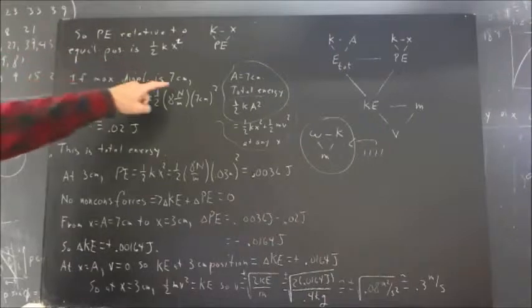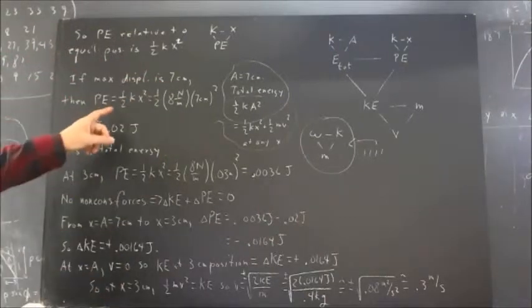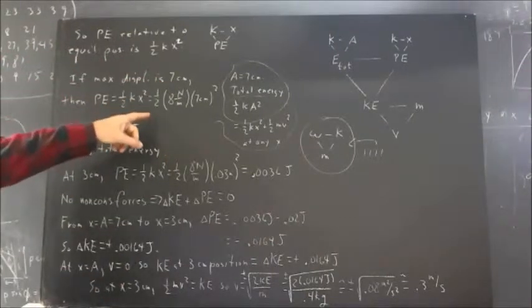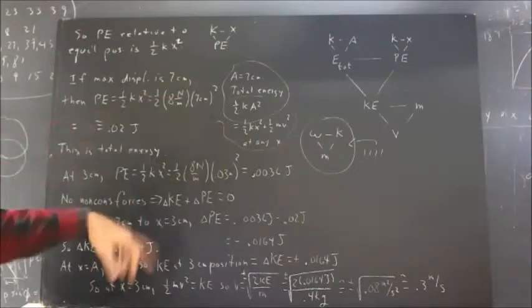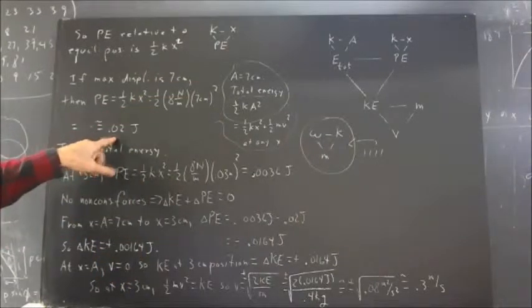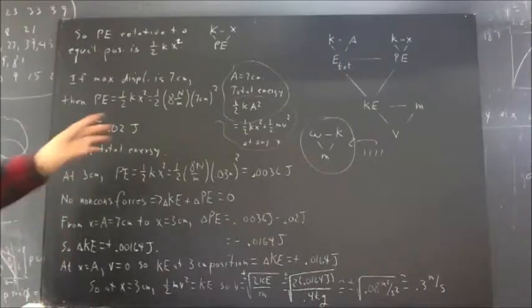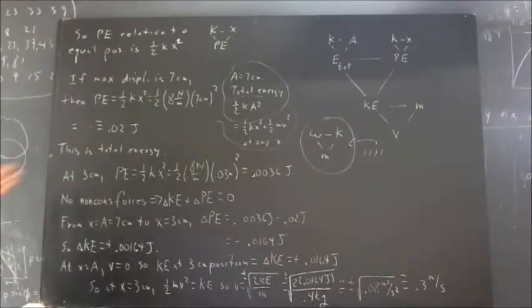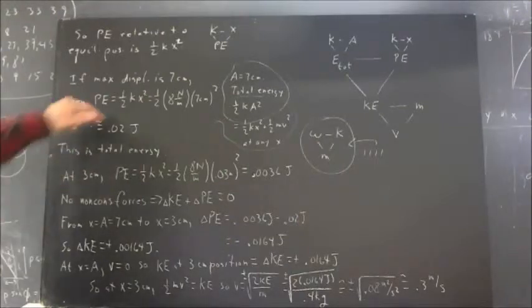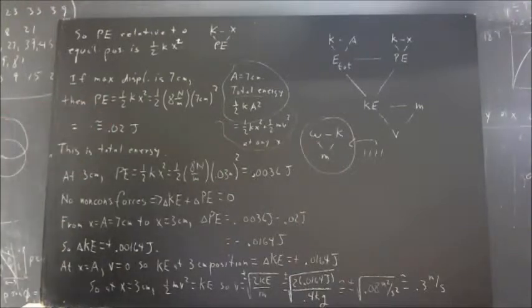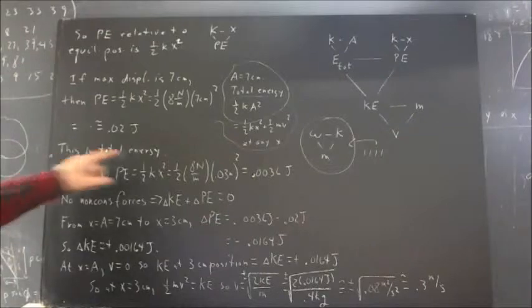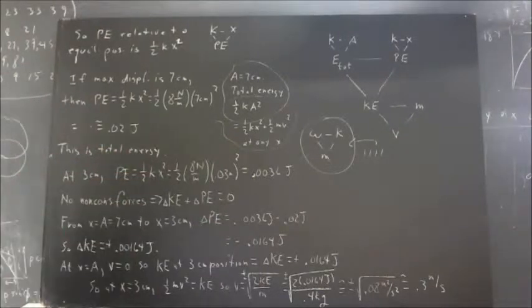If the maximum displacement is 7 centimeters, your potential energy at that point is 1/2 kx squared, and we work that out, and we get 0.02 joules, ballpark. I think it's a little less than that if you actually do the calculation. I think it's 0.0196 joules, but you can check that out. That's the total energy of your oscillation.